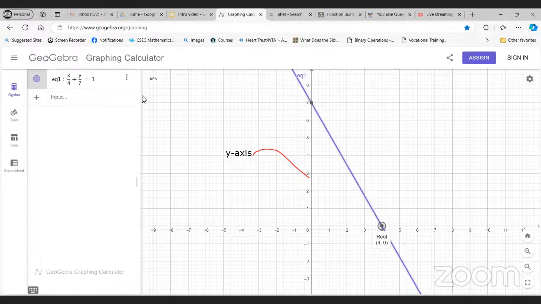So now let's find the gradient. There is a way to find the gradient using the graph: rise over run. So rise meaning change in y values, which is from here to here, which would be 7. From here to here. Good. But let's do it properly.